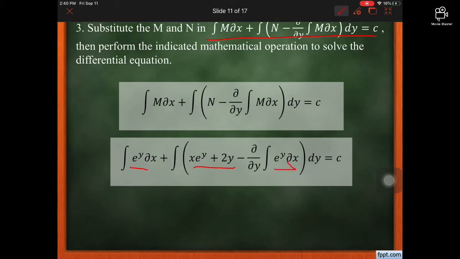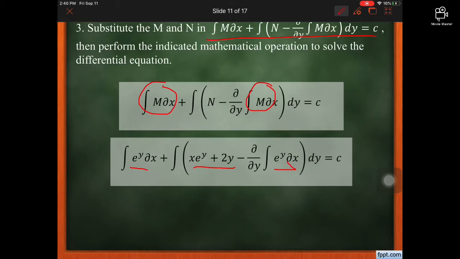The first thing we do is to solve or integrate for the function of m with respect to x. So this is our first move or step in solving for the solution. We need to start with the integration of m with respect to x. So let us start with that.